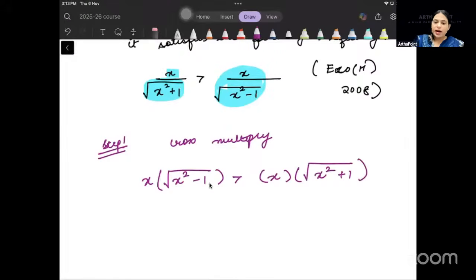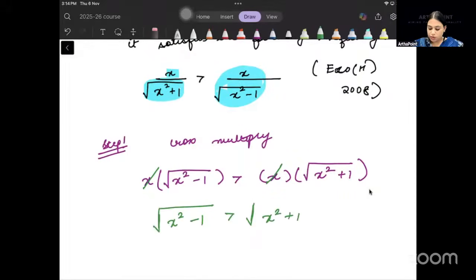Now beta, what we can further do, can we cancel x? Either you can cancel x, या तो आप ऐसा कर लो, or you can just keep x and square on both sides. If I cancel x, I want to show you something. Let's cancel x from both sides. I will get under root x square minus 1 greater than under root x square plus 1.